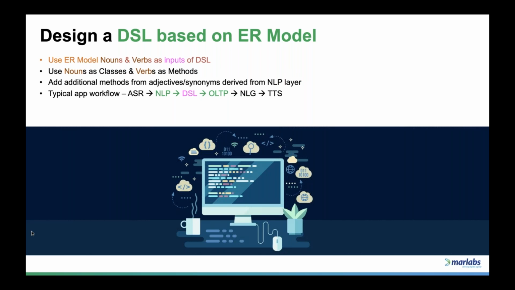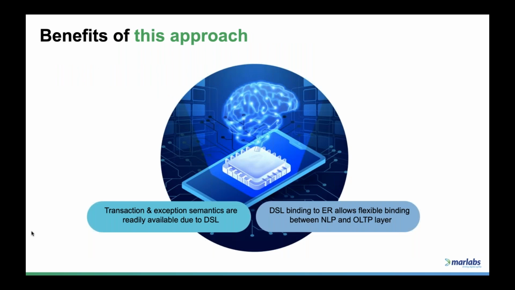In the sense of how do you handle the NLP coming up with so many nouns and verbs, and action needs to be taken, and OLTP has the need to store only a certain amount or certain cases of those nouns and verbs. All right, what are the benefits of this approach?